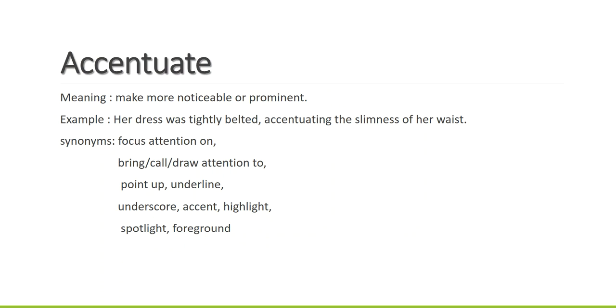Accentuate, meaning make more noticeable or prominent. Example, her dress was tightly belted, accentuating the slimness of her waist. Synonyms are focus attention on, call attention to, draw attention to, point up, underline, underscore, accent, highlight, spotlight, and foreground.